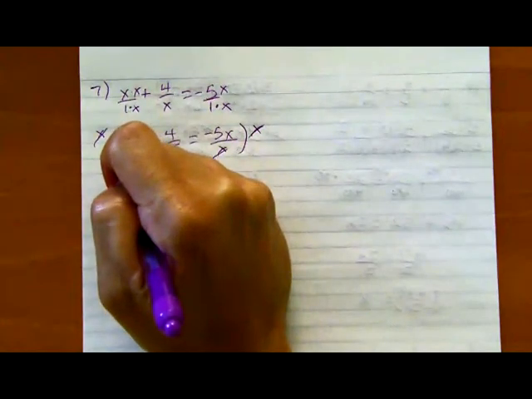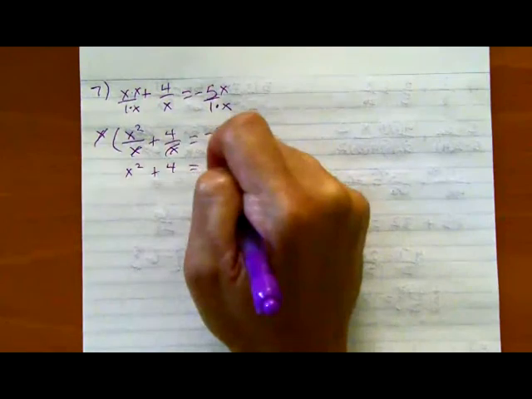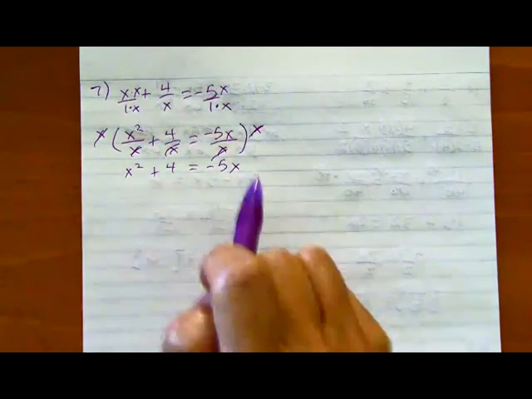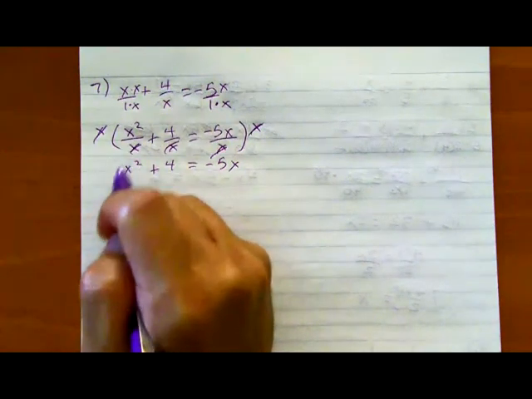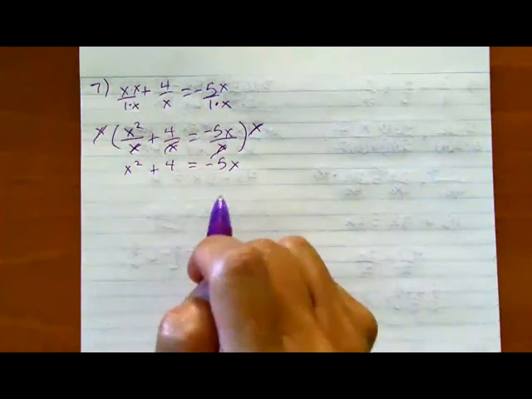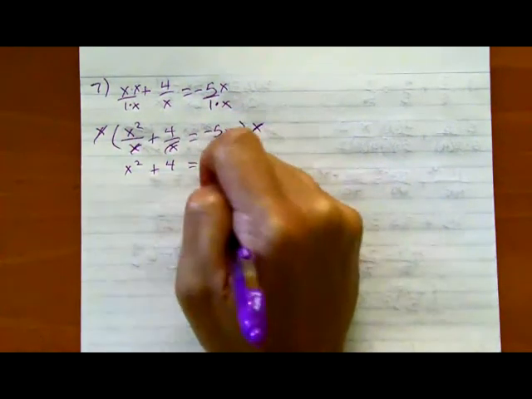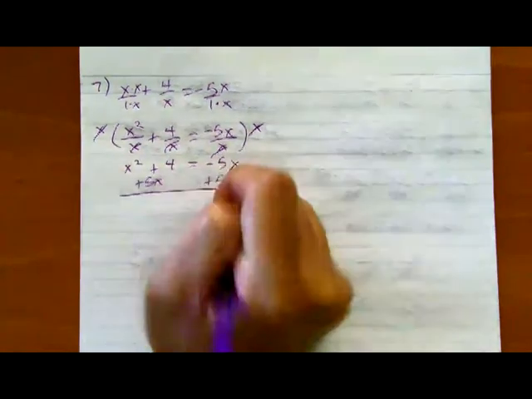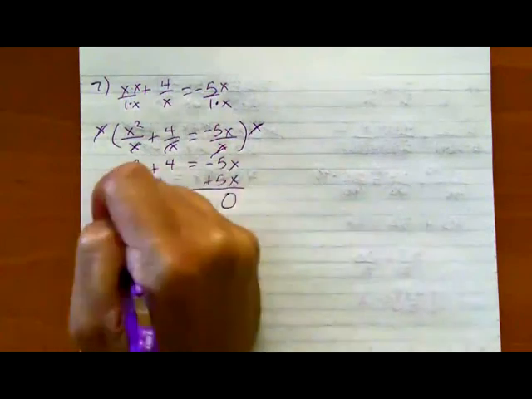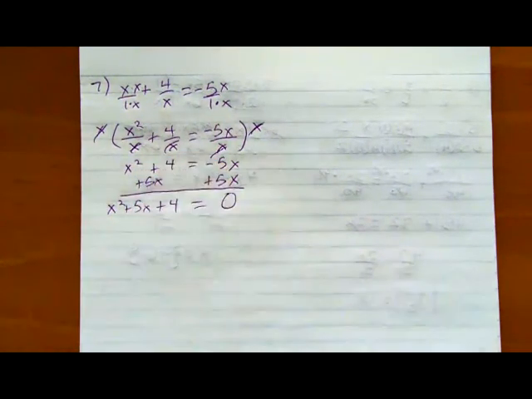No fraction. X squared plus 4 equals -5x. Okay, if you look, this is a little different from the previous problems. There's an x squared. So since there's an x squared term, we need to try and get this into standard form where there's a 0 on one side. I'm going to add 5x to both sides. This side will have x squared plus 5x plus 4.